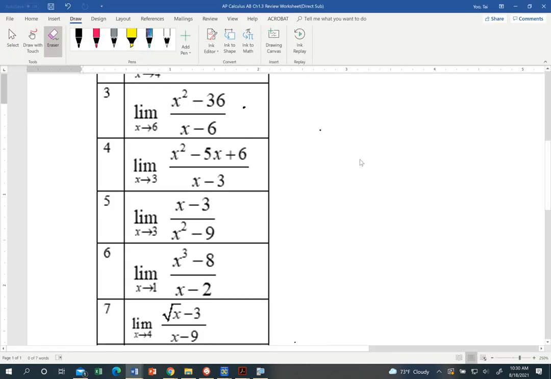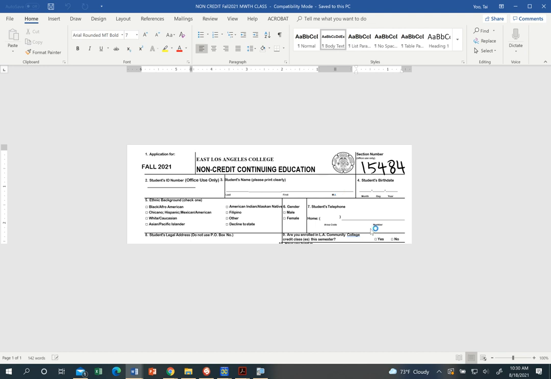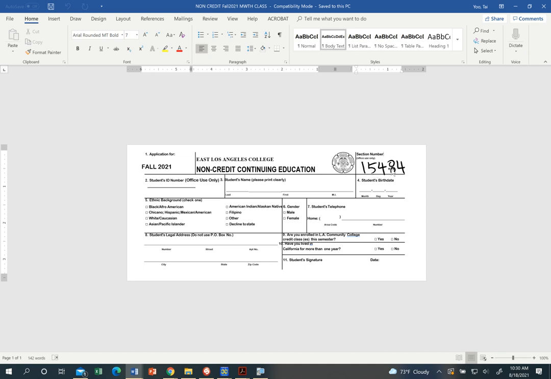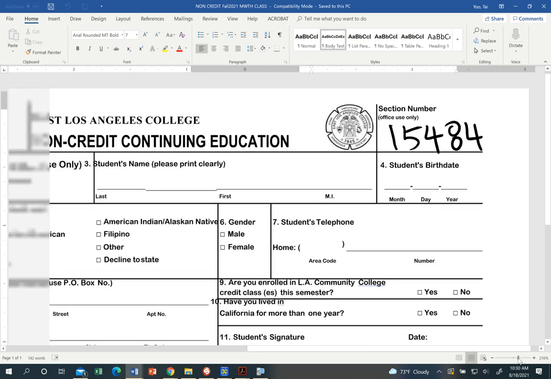All right, so it should look like this. You have to type it in black color. I don't want you to use any other color. You must use black. Make sure it says fall 2021, and you should have 15484 on the top. Do not fill out student ID at this time. You don't have to fill out the student ID. Hold on, let me make it a little bit smaller.